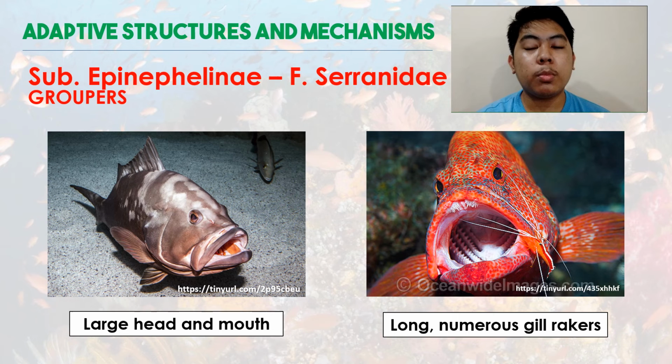Also, groupers have long, numerous gill rakers. This is an adaptation of a few groupers like Epinephelus undulosus that are plankton feeders. Numerous gill rakers allow for better filtration and a higher percentage of filtered plankton for food. The mesh size of the gill rakers also determines the filtering efficiency of plankton-feeding groupers.